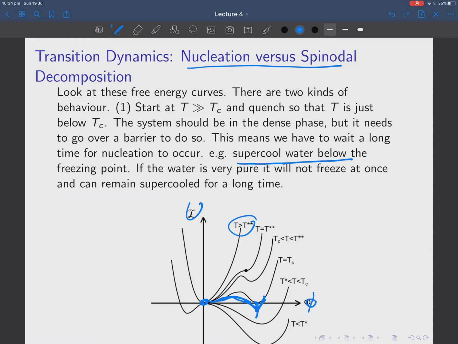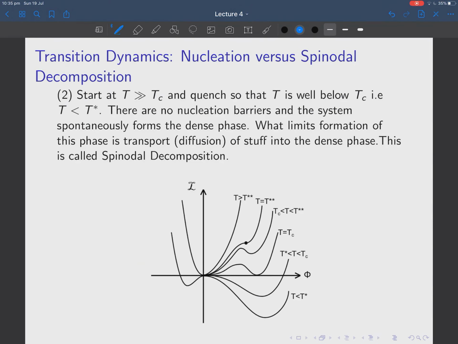The system has to decide, oh, actually, it's good to be dense. And so, because of that, you can supercool water, for instance, below the freezing point. If you get some very pure water that's not full of horrible bits of rubbish, you can supercool it below 0 degrees, and it will not freeze until it forms a nucleus, and then it will all freeze at once. So it can be supercooled for a long time, and then suddenly a nucleus will form, and suddenly the whole thing will freeze. So that's nucleation.